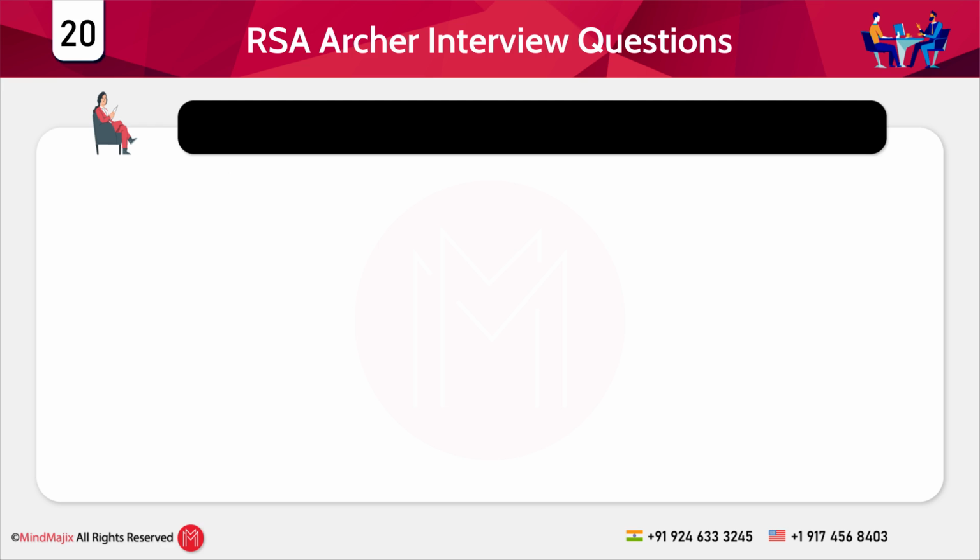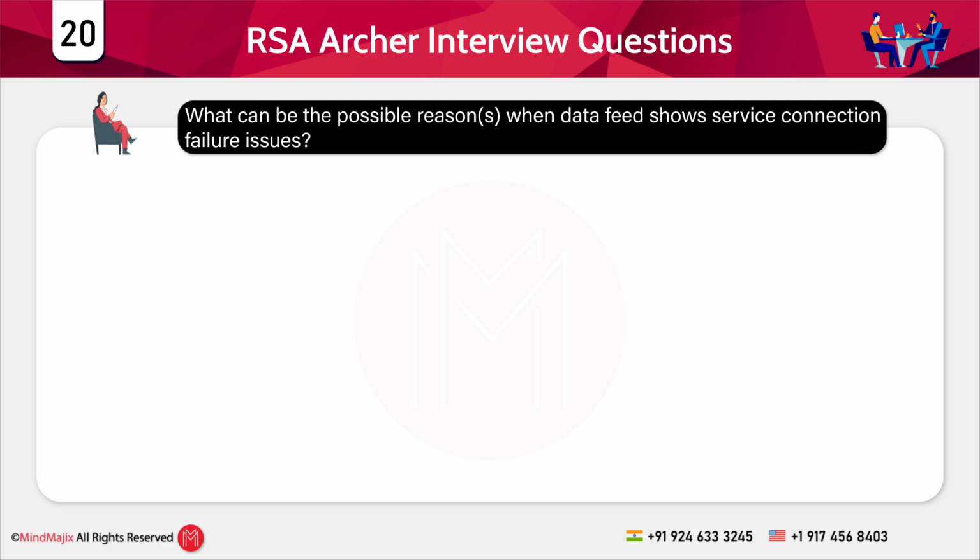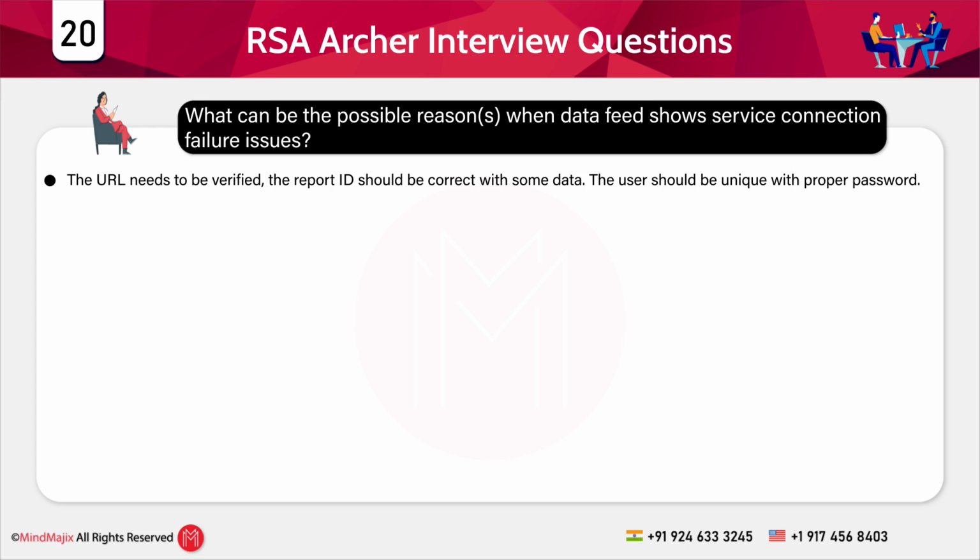Coming to question 20, what can be the possible reasons when data feed shows service connection failure issues? Now, I talked about the notification troubleshooting. Now I'll talk about the data feed troubleshooting. This is also one of the most commonly asked questions and a most commonly faced problem. Whenever you run the data feed and you get this error that service connection failed, the location is -1, either the URL which is there is not correct, or the report ID is not correct.